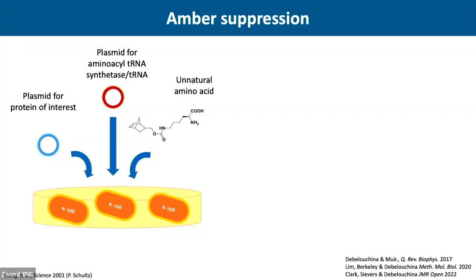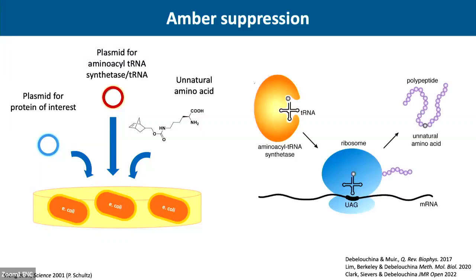And then you need the second plasmid, which is for an orthogonal amino acid tRNA synthetase, tRNA pair, that can recognize your unnatural amino acid and help load it on the ribosome. And then we need the unnatural amino acid. Once you have all these components, the cells do the rest for you. So the cells produce an mRNA that carries the mutation. Typically we use the stop codon, the amber stop codon UAG, to encode for the unnatural amino acid.